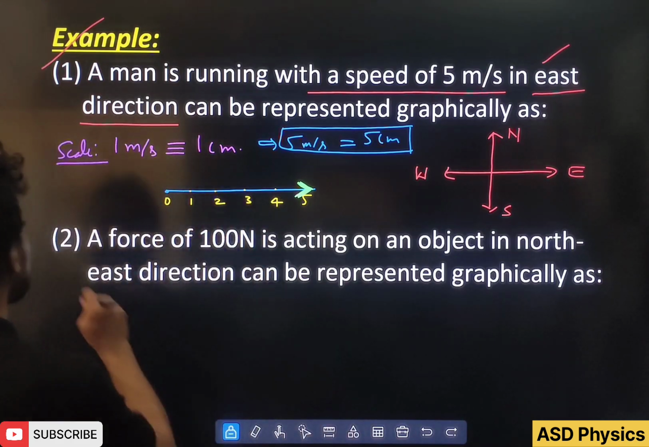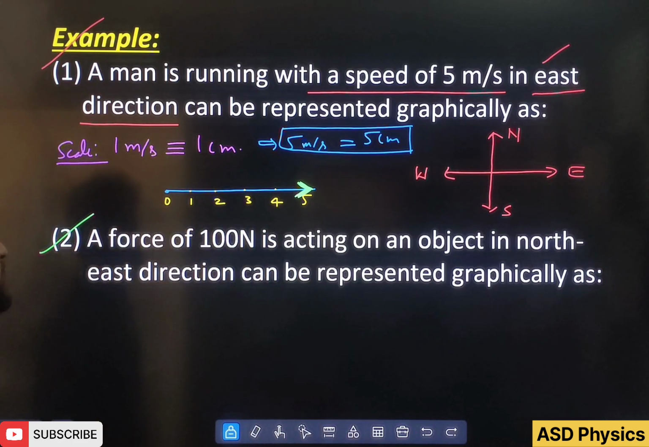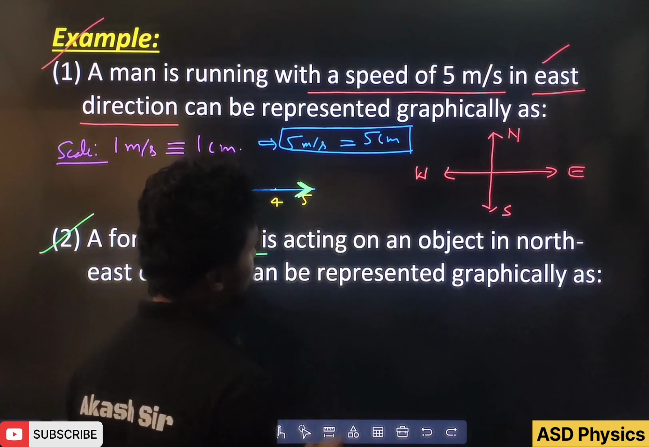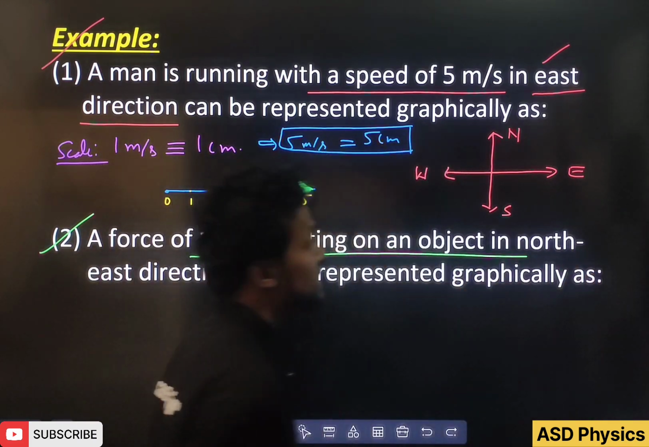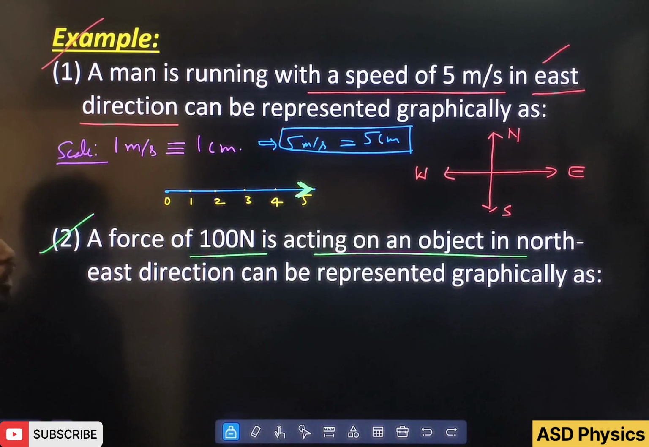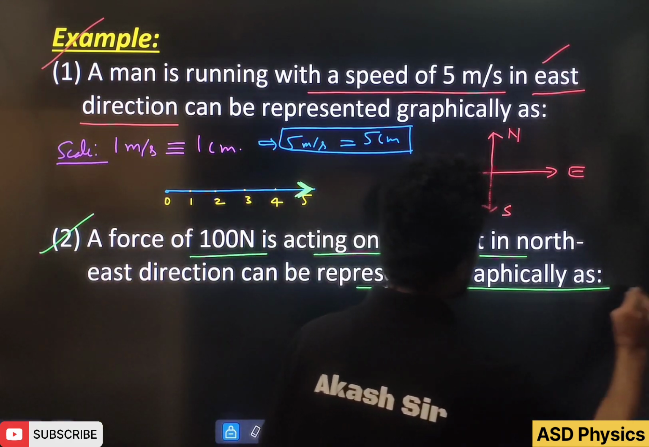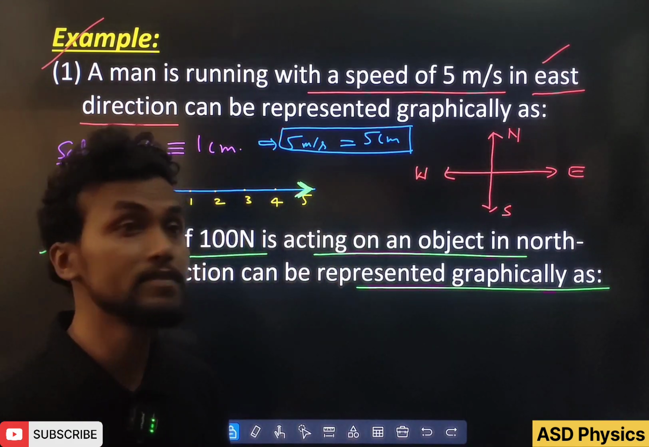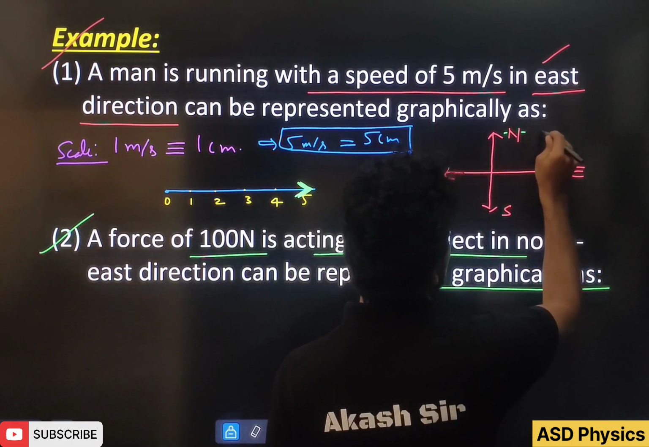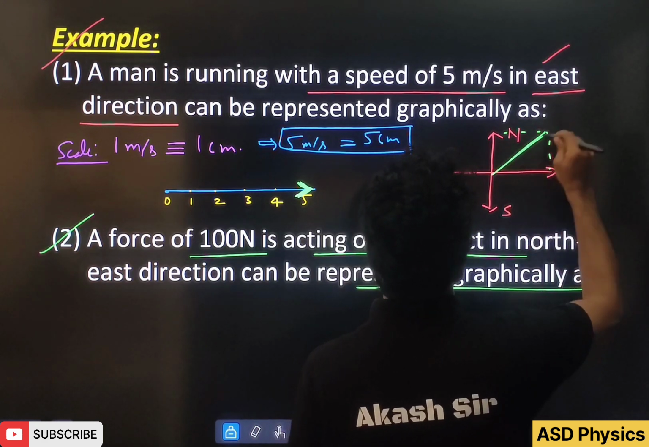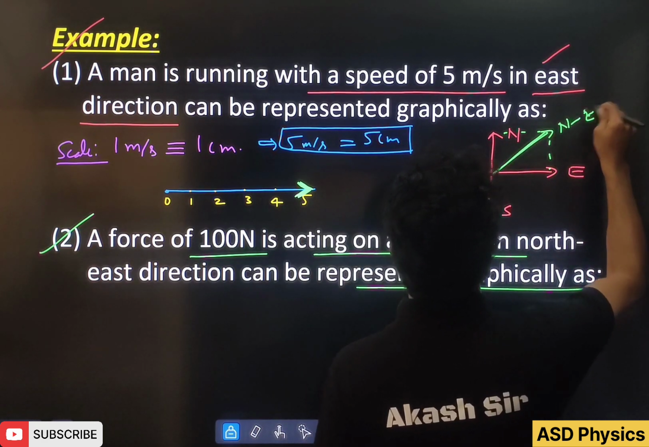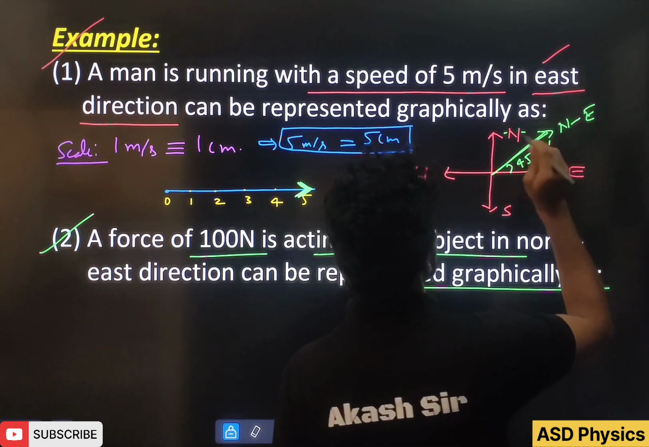Okay, now students, next one. Second one, let's see here. A force of 100 Newton is acting on an object in the northeast direction. It can be represented graphically as follows. Can you guess in which direction northeast is? Like this, students, see. This is the northeast direction. Northeast direction, and this angle would be how much here?